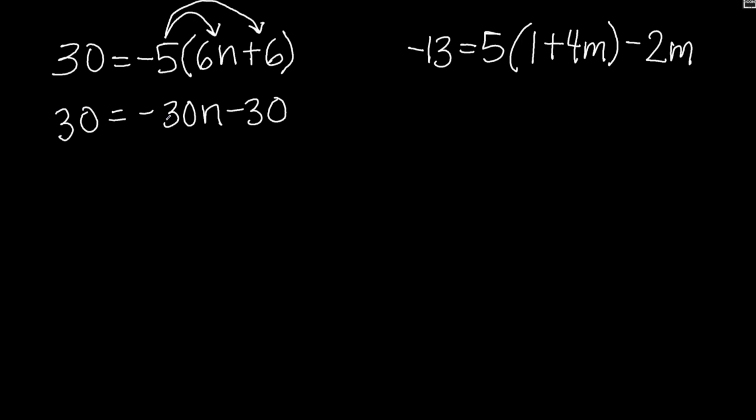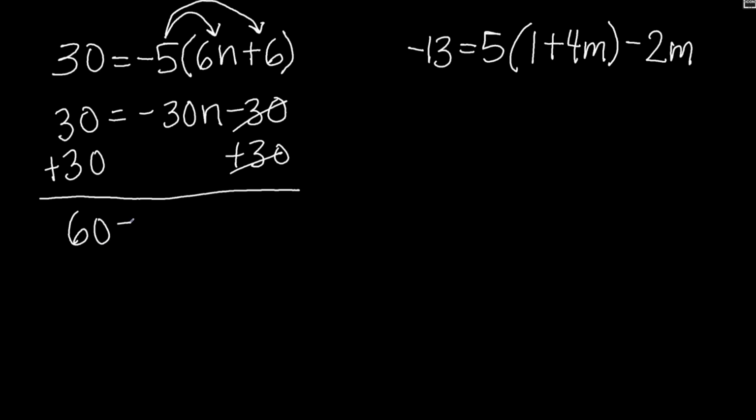And now we want to isolate this term here. So we would add 30 to both sides. So the 30s would cancel out. 30 plus 30 is 60. And then we bring down the negative 30n.